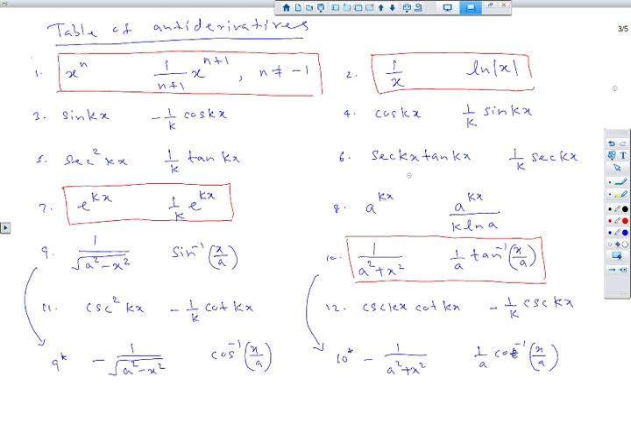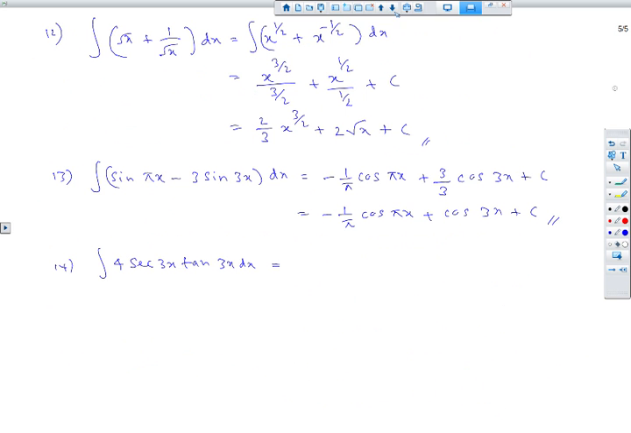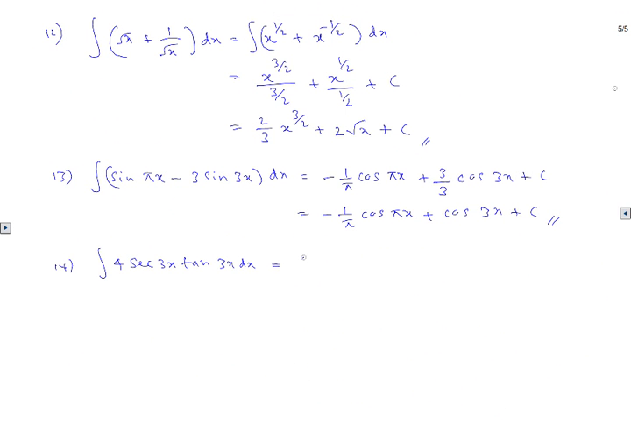Secant kx tan kx is 1 over k secant kx, because the derivative of secant is secant tan. Since the derivative of secant is secant tan, if you take the integral, you go backward. So it's a secant tan situation. The 4 is just a number. Here k equals 3, so 1 over k. This is secant 3x plus c. I mean, that's it.